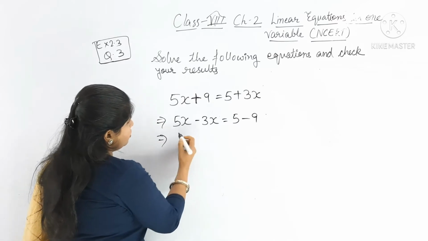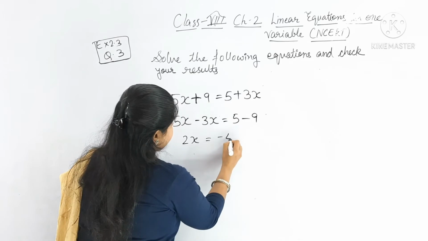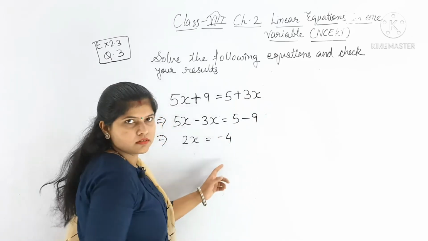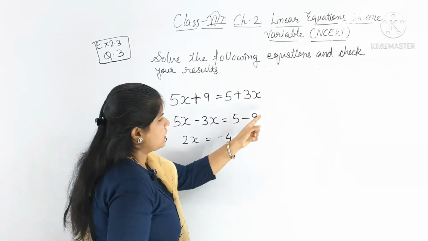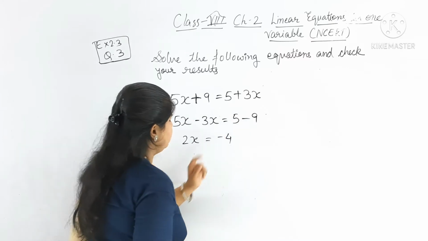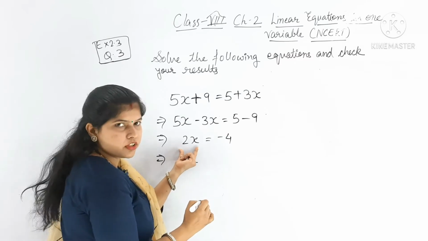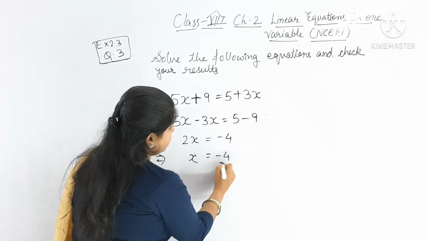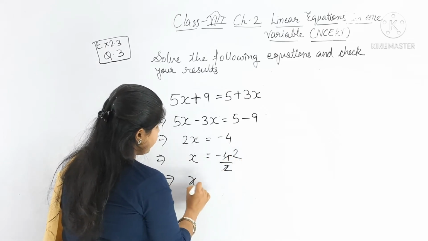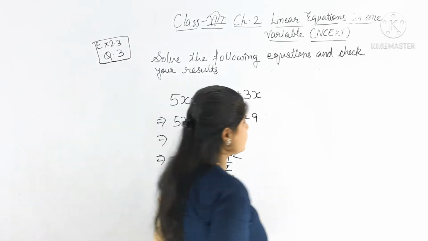So 5 minus 3 is 2x. Here 5 minus 9 is minus 4. How does it come? 9 minus 5 is 4, and it is the larger number, so we have to take the sign of the larger number. Here it is multiplication with 2, so we have to divide after transposing. 2 ones are 2, 2 twos are 4. So what will I get? x equal to minus 2. So we have to check, we have to verify these results.